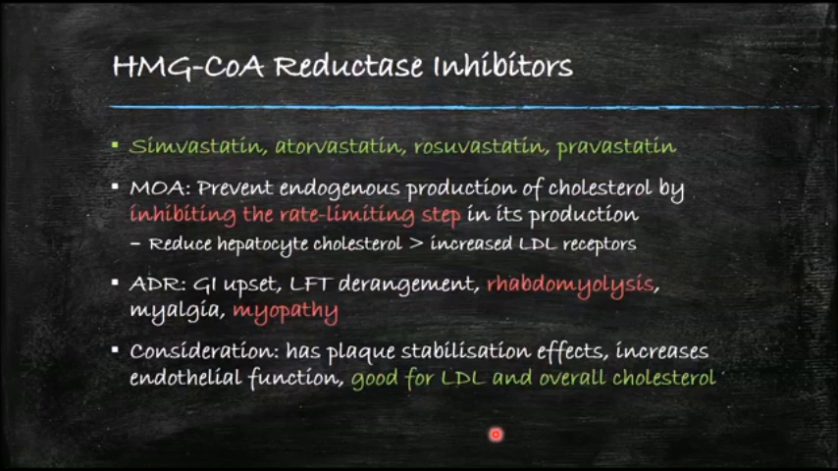HMG-CoA reductase inhibitors are the most commonly used drug for this condition, and they prevent the endogenous production of cholesterol by inhibiting the rate-limiting step. So you slow everything down. They reduce hepatocyte cholesterol, and they increase your LDL receptors as well. The biggest ADRs with this one are rhabdomyolysis, which is rapid breakdown of muscle, and myopathy.